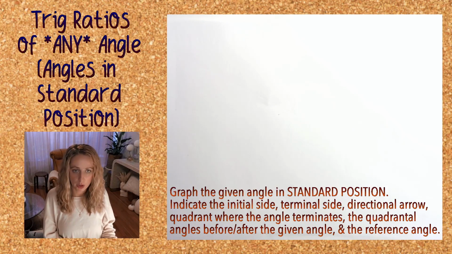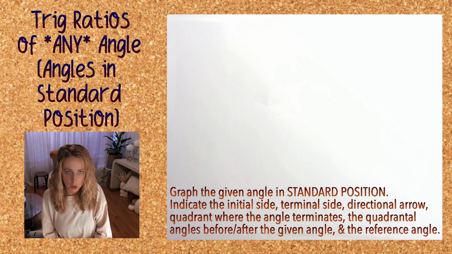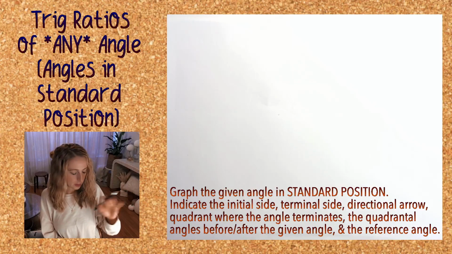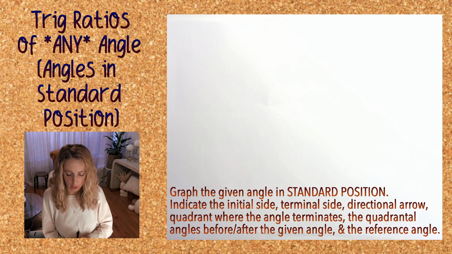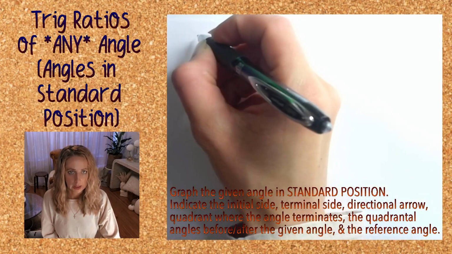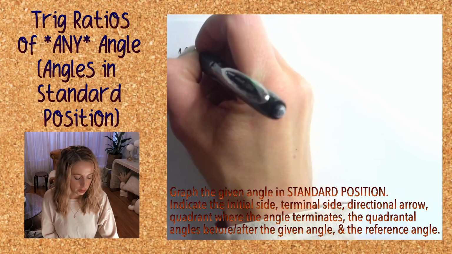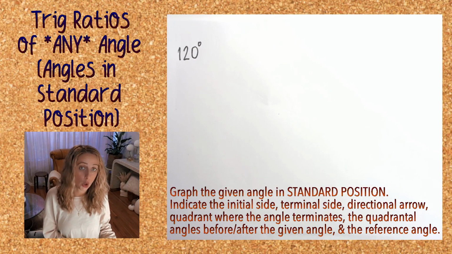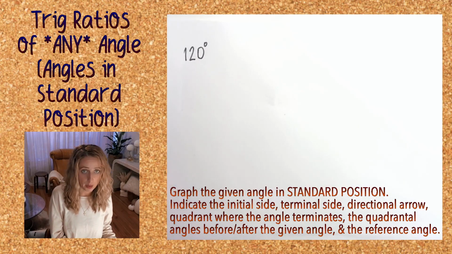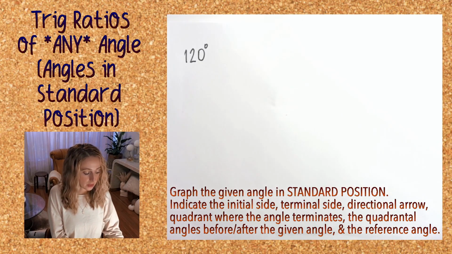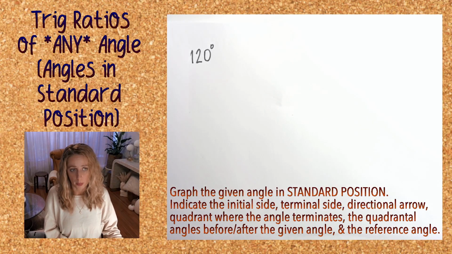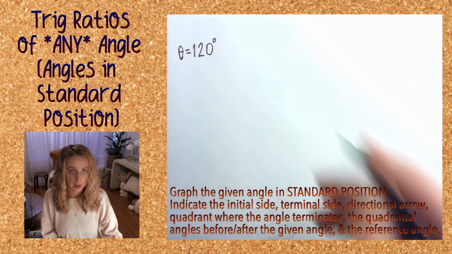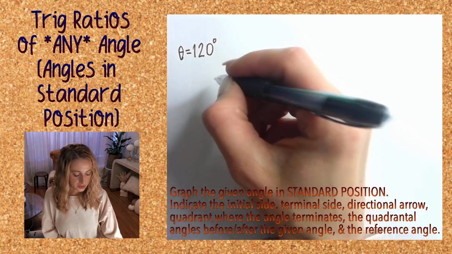Here we go. First one we're going to do, I've just made a list of a bunch of things that we can do to be sure that you are getting all the boxes checked when you have to graph an angle or draw an angle in standard position. So let's say the angle we have is 120 degrees. If the angle is given to you in radians, then you do the entire problem in radians. If the problem is given to you in degrees, then you do the entire problem in degrees, okay? So over here, theta equals 120.